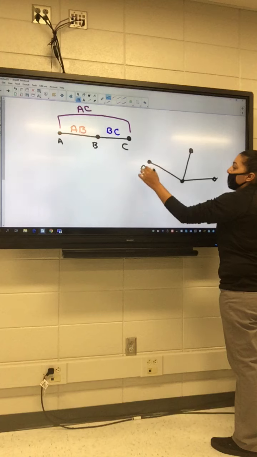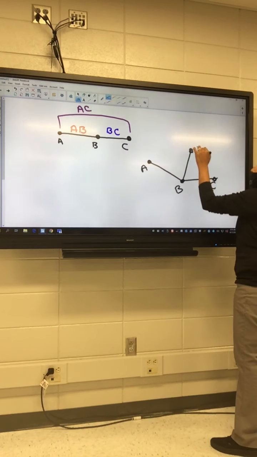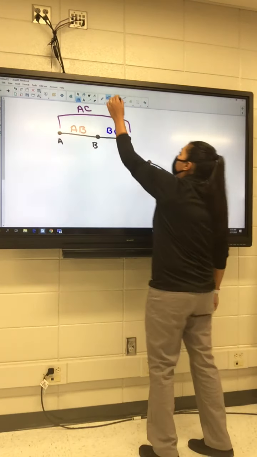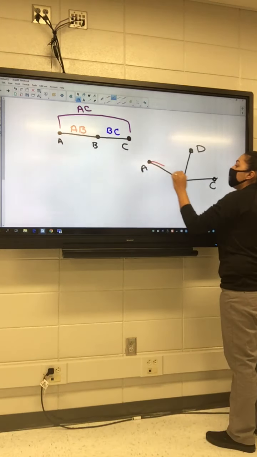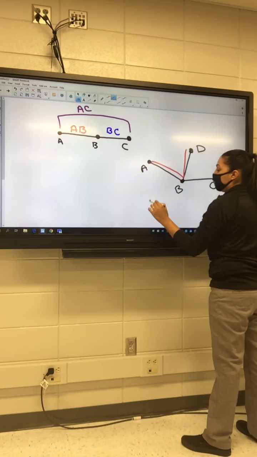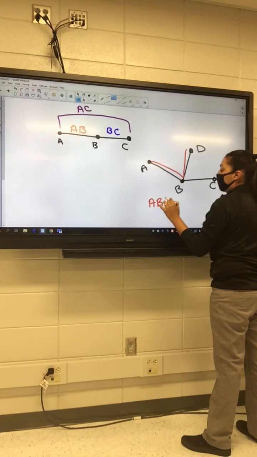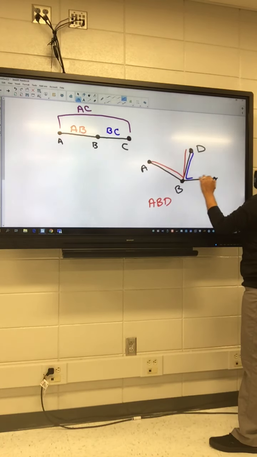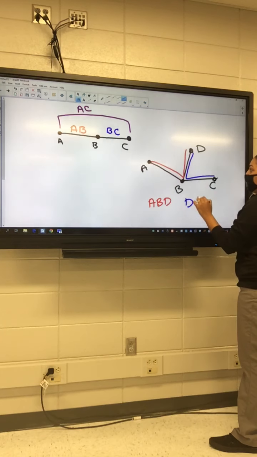Okay, so if we have A, B, C, and D. We have a big obtuse angle and it's kind of split in half to give you two acute angles. So if we take angle ABD, because B is our vertex, and we add it with the angle DBC.